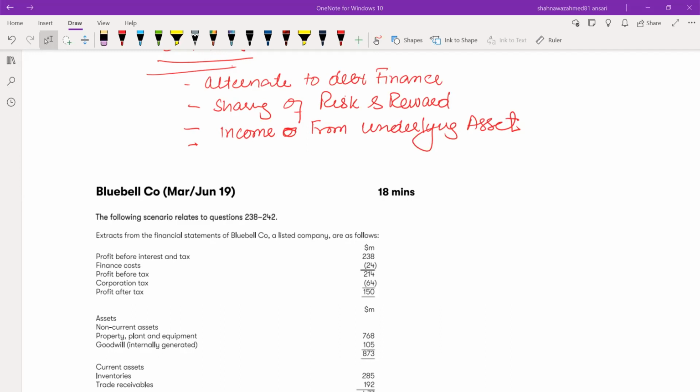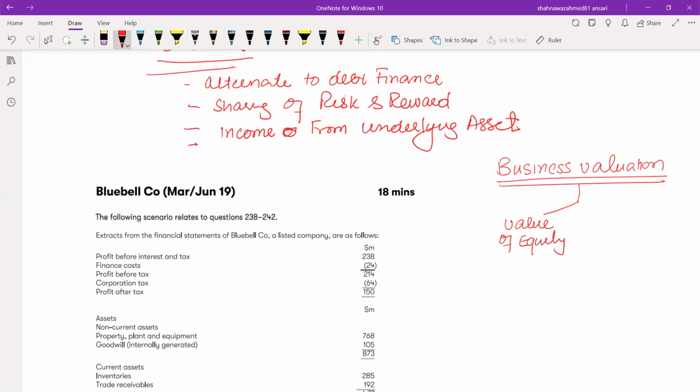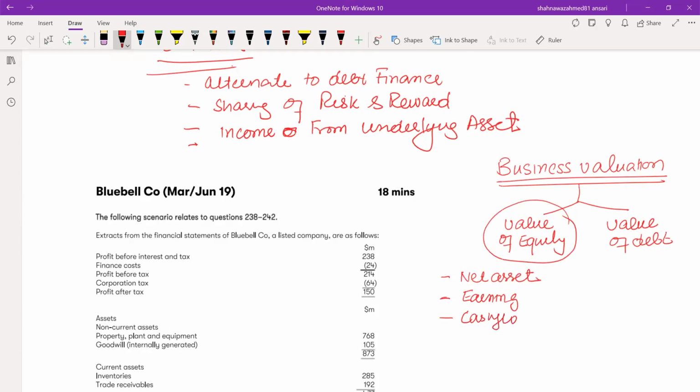Now let's talk about another topic, that is business valuation. In business valuation, we need to identify the value of equity as well as the value of debt financing. For equity valuation, we normally use either net asset based valuation, sometimes earning based valuation, and sometimes cash flow based valuation.